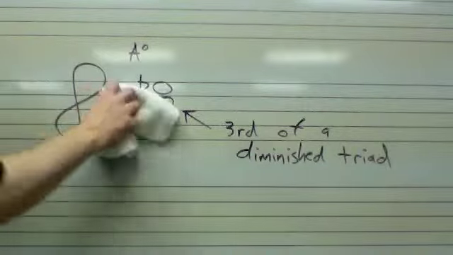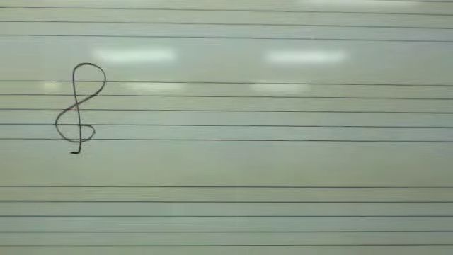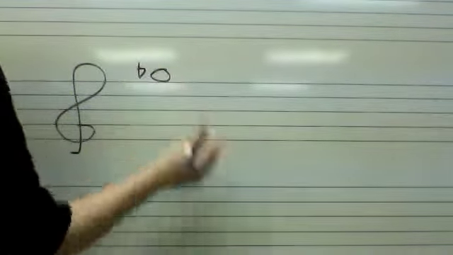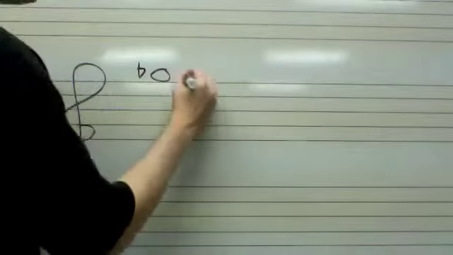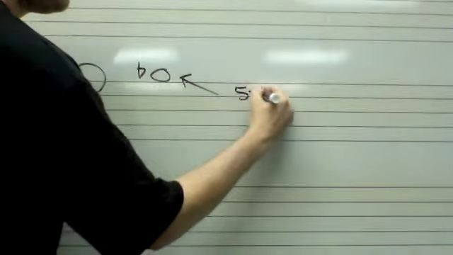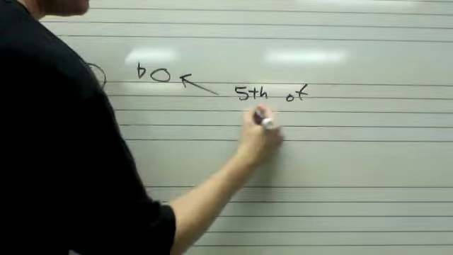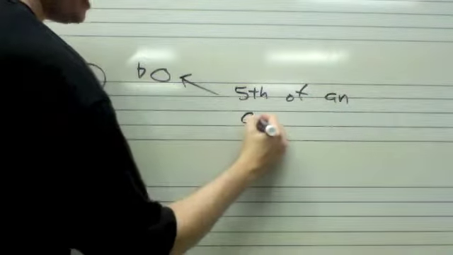Let's do an augmented. Let's make this a little bit more complicated. You're given a G flat, which is the fifth of an augmented triad.